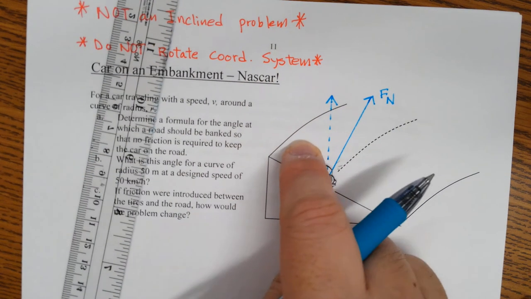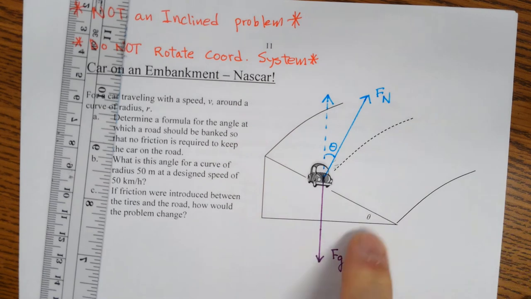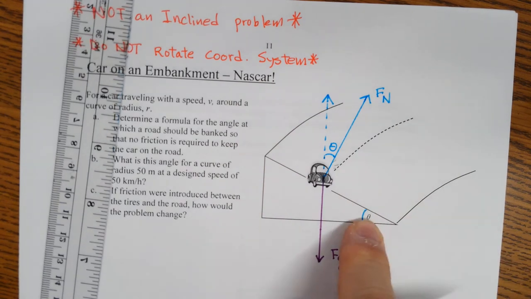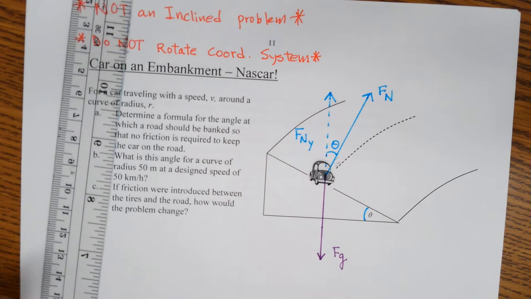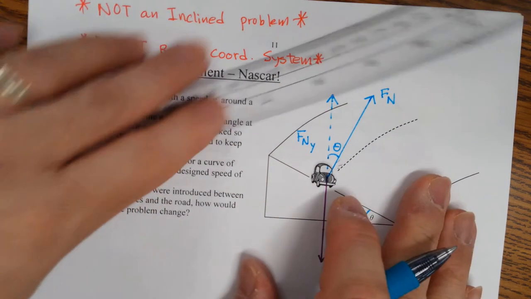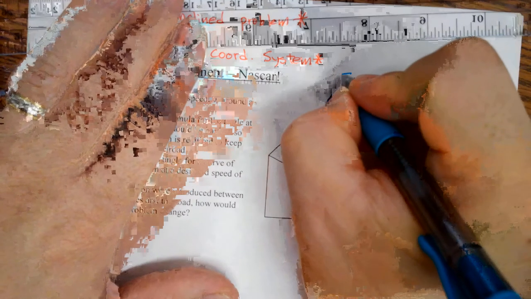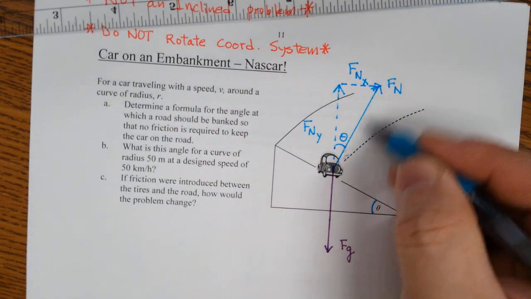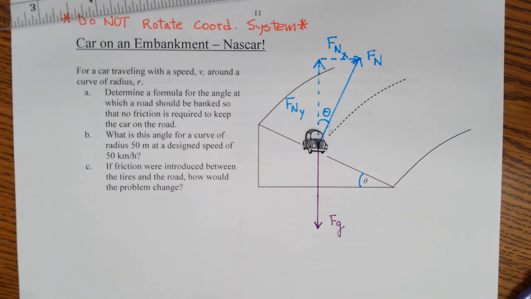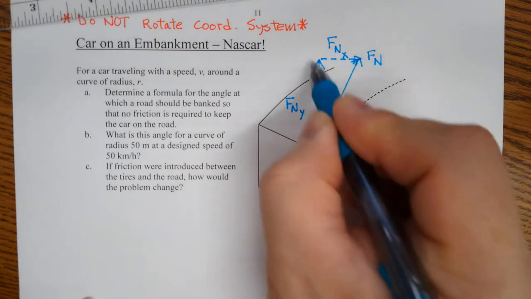This is your vertical component of your normal force. Okay, this angle theta is this angle theta. And this is your F normal Y, right? And this is your F normal X. And your F normal is the hypotenuse. Okay? So if you were to think about it, this is what's keeping the car in a circular motion.